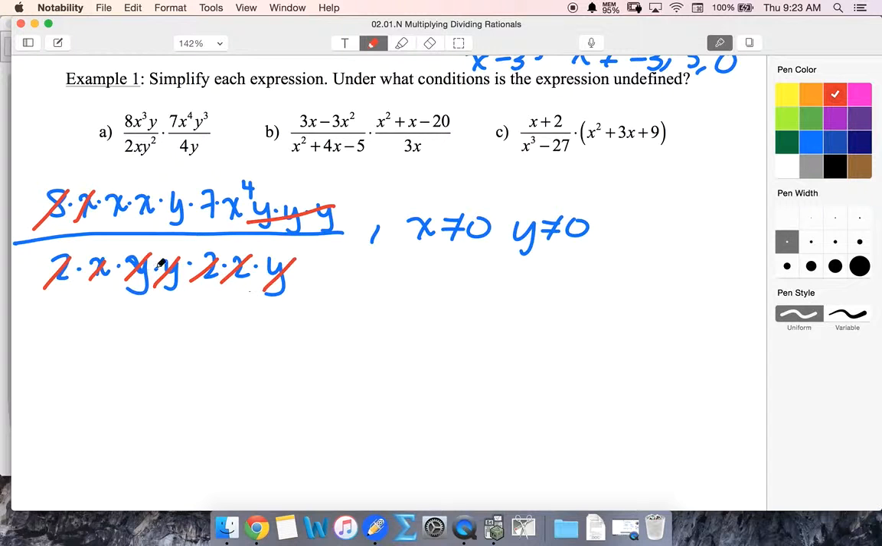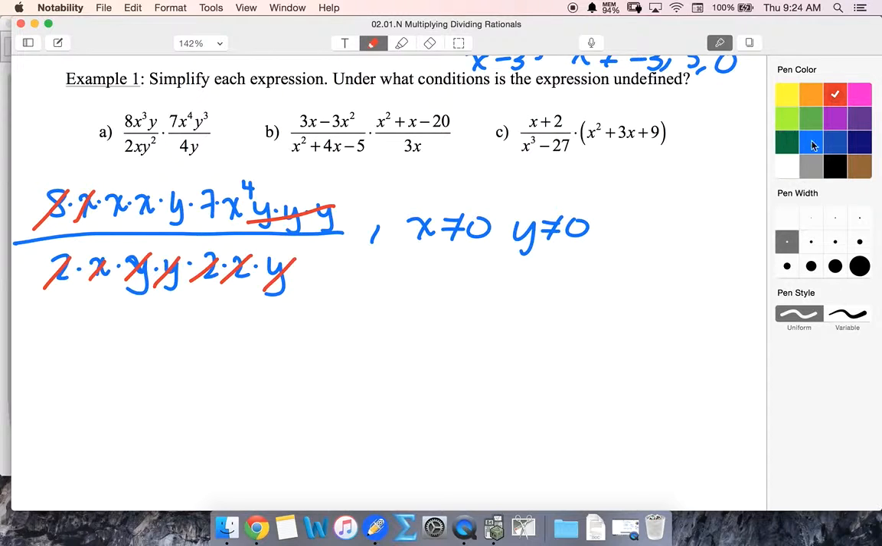Well, it's not that there's nothing left there, it's actually that there's a 1, because this was really 8 divided by 8, and x divided by x. So really there's a 1 there. It's not like it turns into 0. There's still a 1 down there.